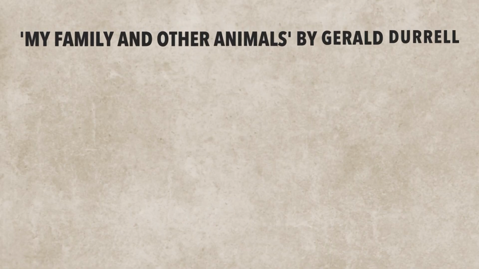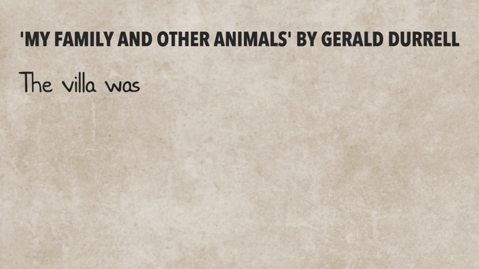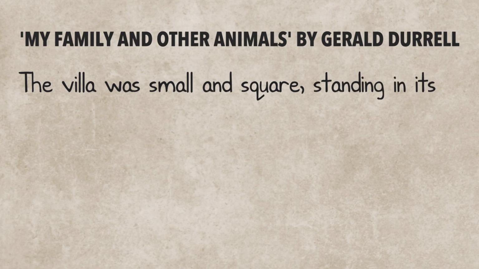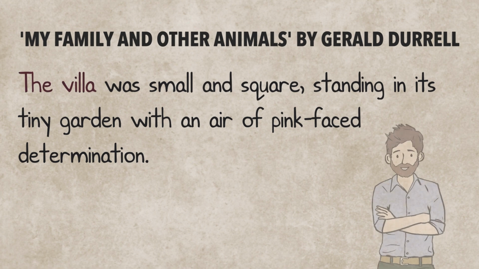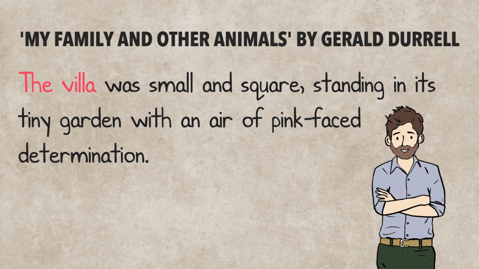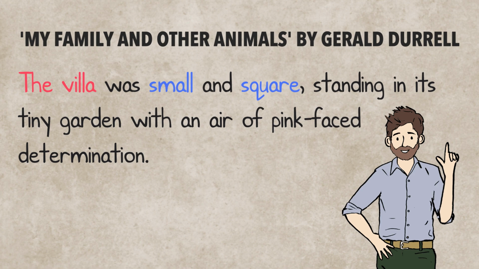Look at the sentence below, which describes a villa in Gerald Durrell's book, My Family and Other Animals. "The villa was small and square, standing in its tiny garden with an air of pink-faced determination." Note the first noun which is described is the villa. Now, you should be able to see the adjectives which follow it, small and square, which allow the reader to picture the humble shape and size of the property.